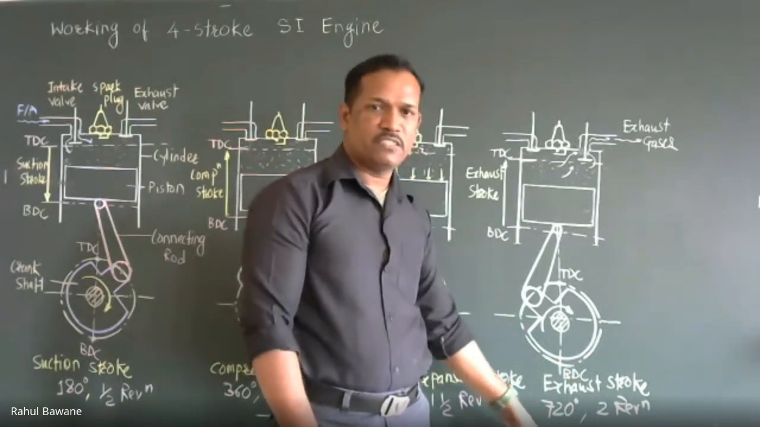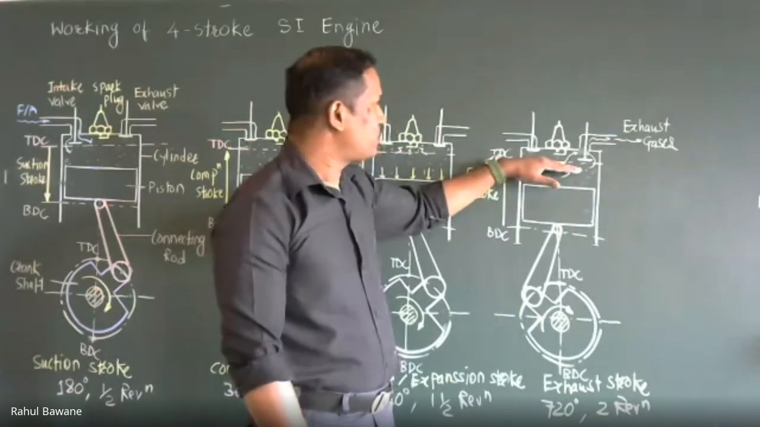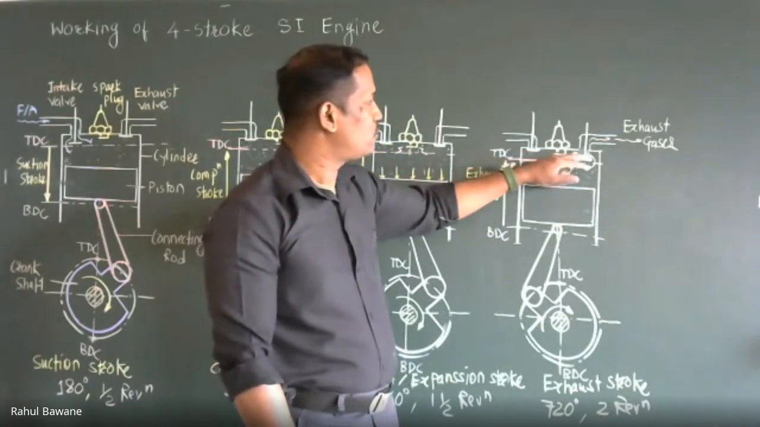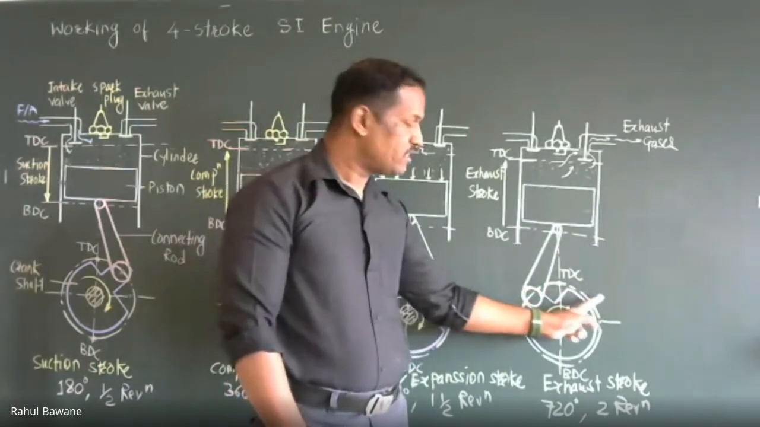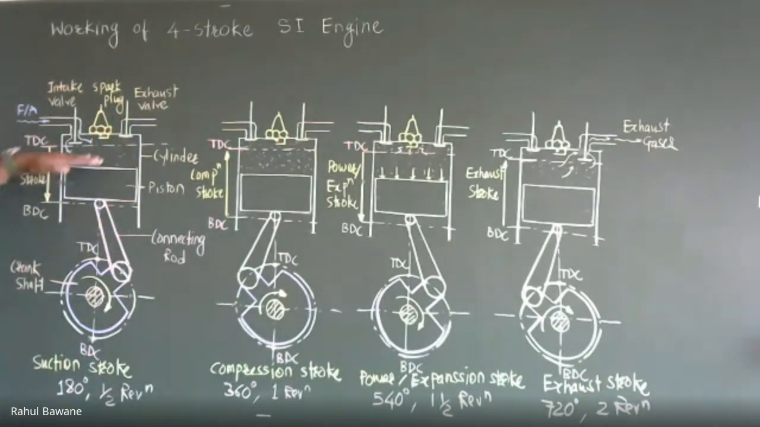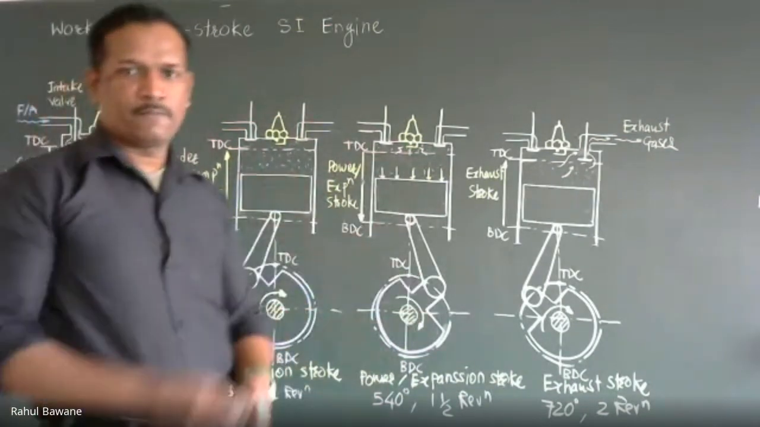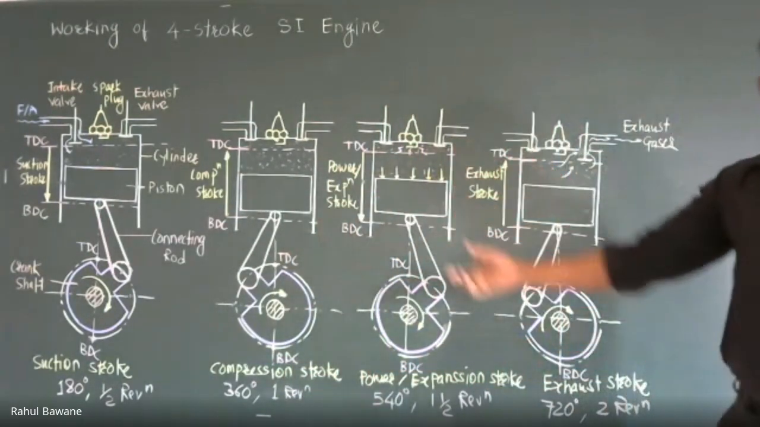During this, the crank completes 720 degrees and two revolutions, and at the end of the exhaust stroke, when the piston is at TDC, the exhaust valve gets closed. Hereafter again the piston starts from TDC to BDC, so again we reach this portion. The piston starts from TDC to BDC, at that time the intake valve is open, negative pressure starts inside, the air fuel mixture comes in and the cycle gets repeated. So the same cycle is repeated again and again.